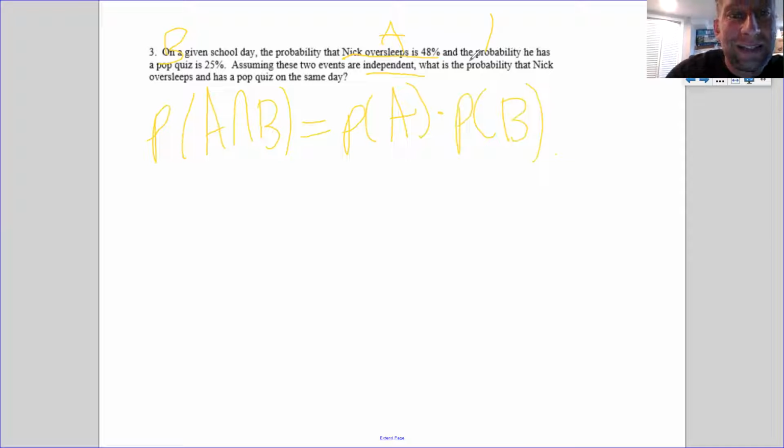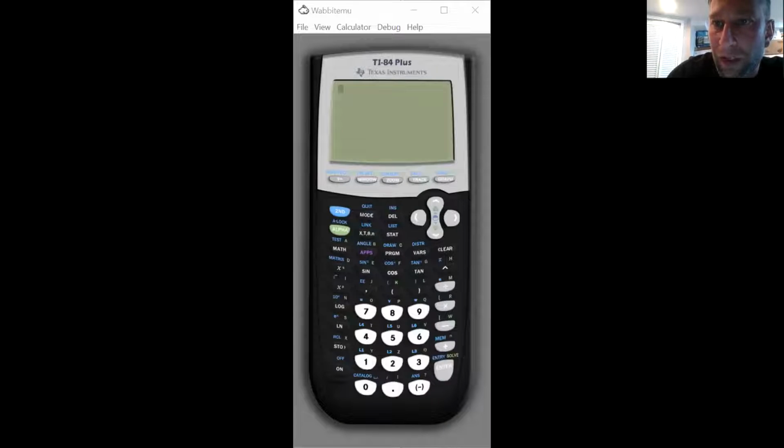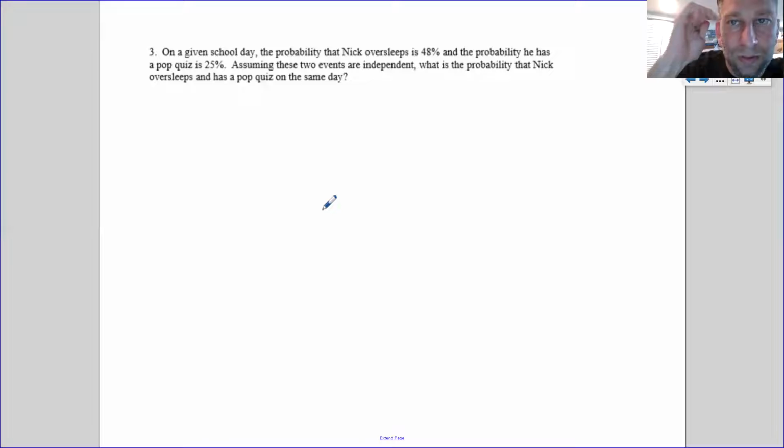Yeah, it's asking that he oversleeps and. So it's asking for P of A and B. P of A is 0.48. P of B is 0.25. I can pull that up on the calculator. Let's see if this lets me do that. 0.48 times 0.25 is 0.12. Oh, I guess I lose that. That's annoying. So your answer is 0.12.